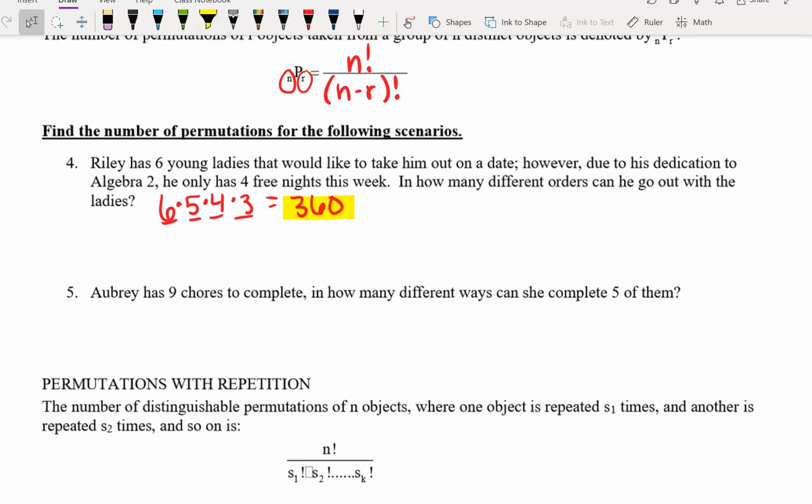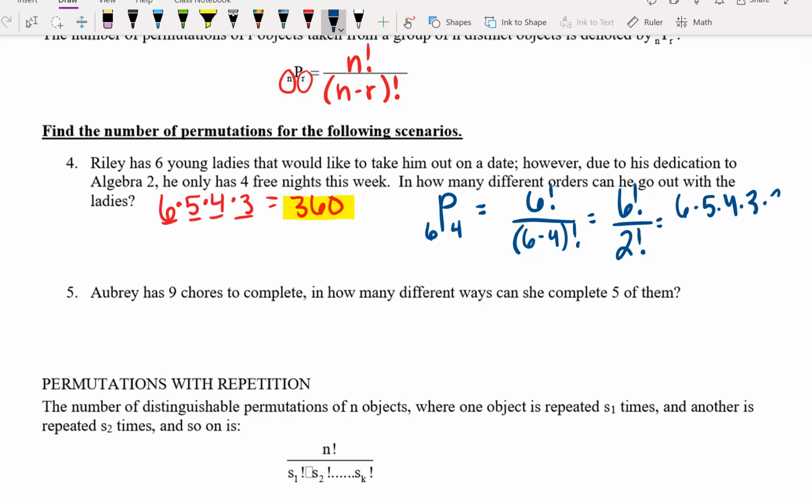Or we can look at the formula for permutation. So this is P. What we have here is the total number of ladies is 6, and the total number of nights is 4. So we use this formula. 6 factorial divided by 6 minus 4 factorial, which just means 6 factorial over 2 factorial. 6 factorial is 6 times 5 times 4 times 3 times 2 times 1 over 2 factorial is 2 times 1.